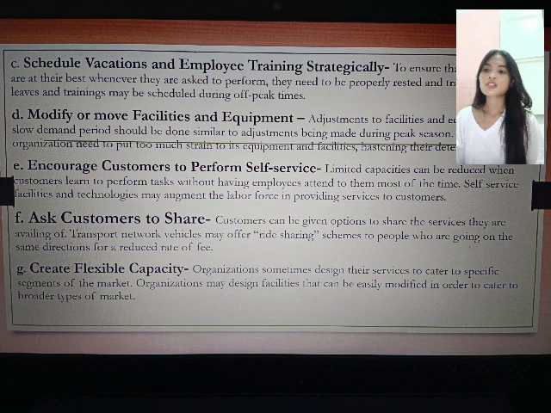Then, encourage customers to perform self-service. Limited capacities can be reduced when customers learn to perform their task without having employees attend to them most of the time. Self-service facilities and technologies may augment the labor force in providing services to customers.